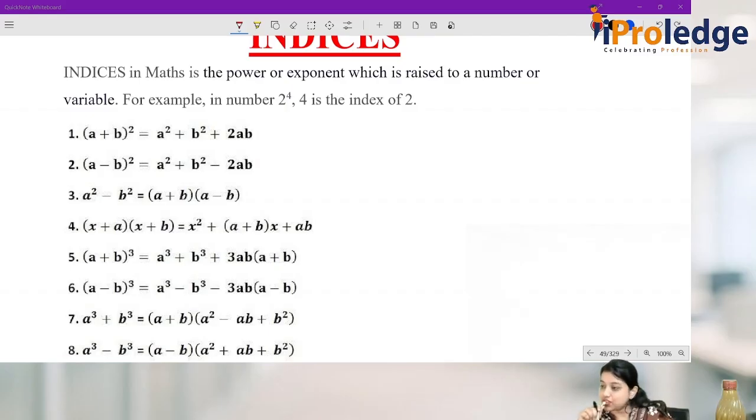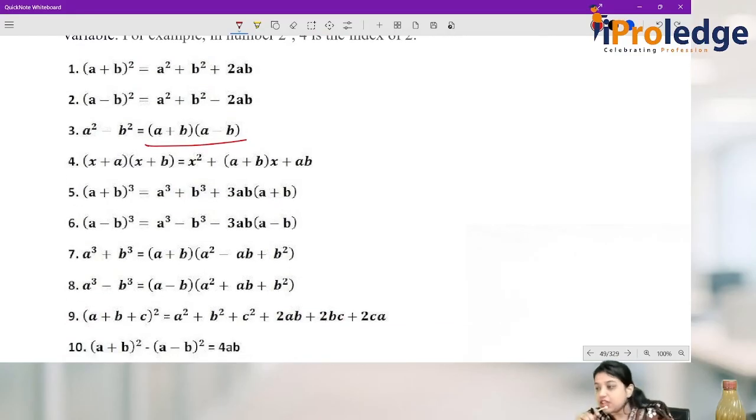A plus b into a minus b. So I have set the right hand side first. What is a plus b into a minus b? A square minus b square. A plus b whole cube is a cube plus b cube plus 3ab into a plus b. A minus b whole cube is a cube minus b cube minus 3ab into a minus b. So yeah, two formulas are very important.